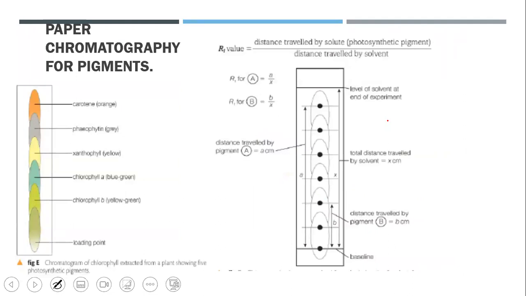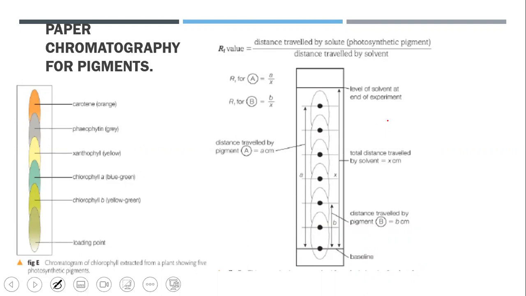And when you do paper chromatography, you will observe these results. So if you do paper chromatography for the pigments, these are the results that you're going to observe. You can see all of these pigments. The xanthophyll and the carotene are collectively known as what? Carotenoids. You have phaeophytin, which is gray, chlorophyll A and chlorophyll B. Now, whenever you do paper chromatography to separate the components, what is going to happen?